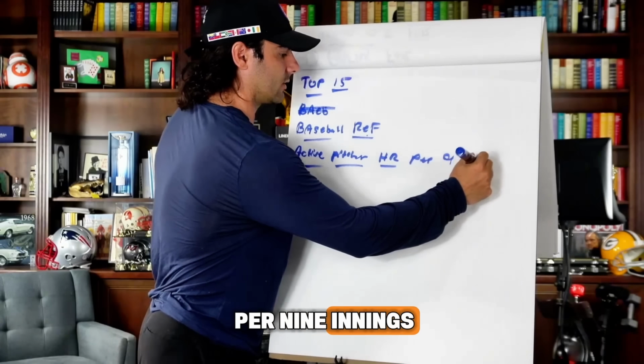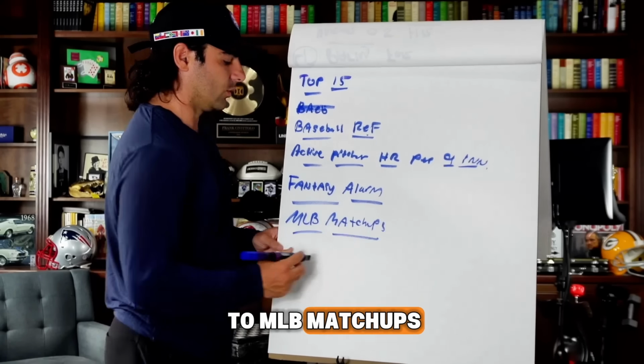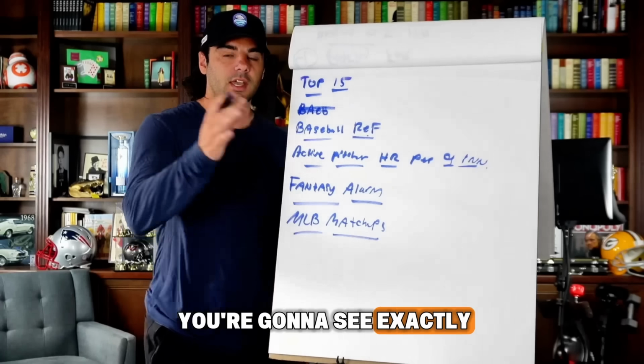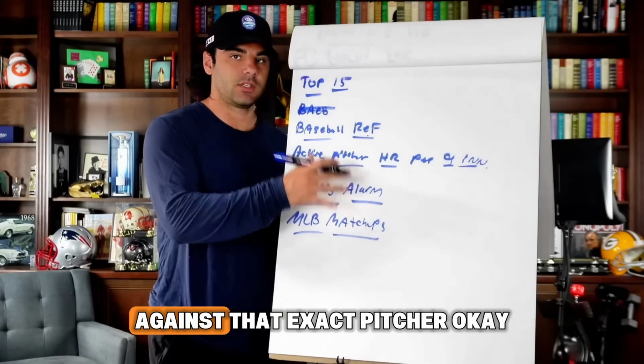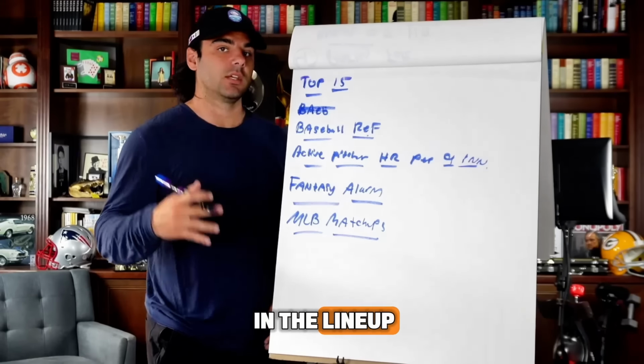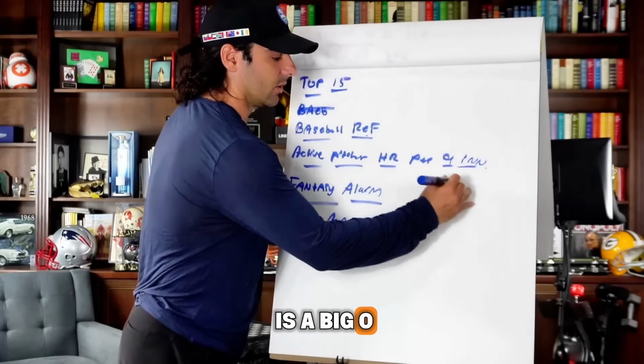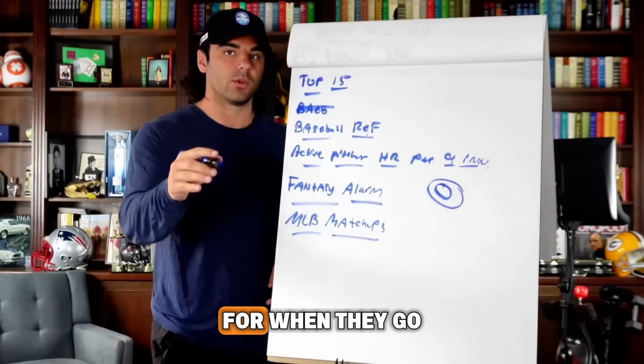Next is going to be the matchups. How are you going to find the matchups? You're going to go to Fantasy Alarm, okay? And you're going to go to MLB matchups. Once you do that, you're going to see exactly how those hitters do against that exact pitcher, okay? It's going to give you the stats right there in the lineup, exactly how they do. And obviously what we're looking for is a big 0 under the home run column for when they go against that pitcher.